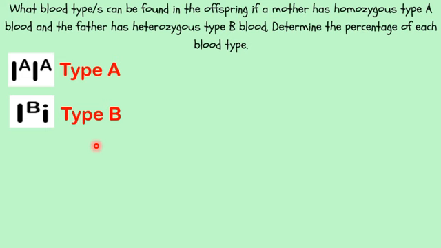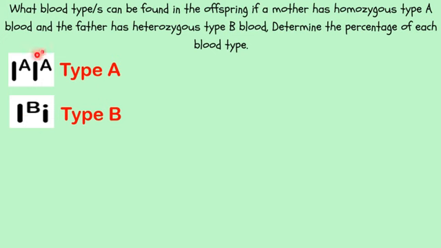So how did we get this? Based on the problem, the mother is homozygous. So when we say homo, it is the same, both dominant like this. And the father is heterozygous. When I say hetero, two alleles which are different, one dominant and one recessive, just like this.